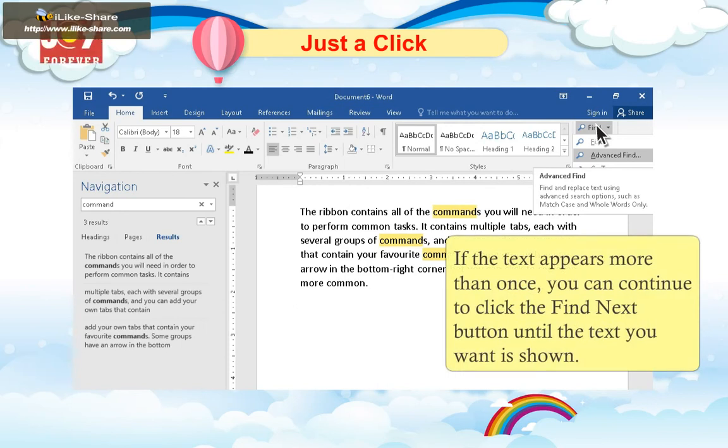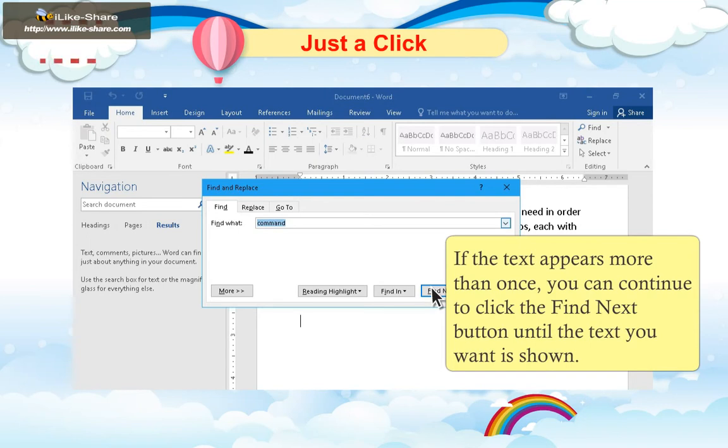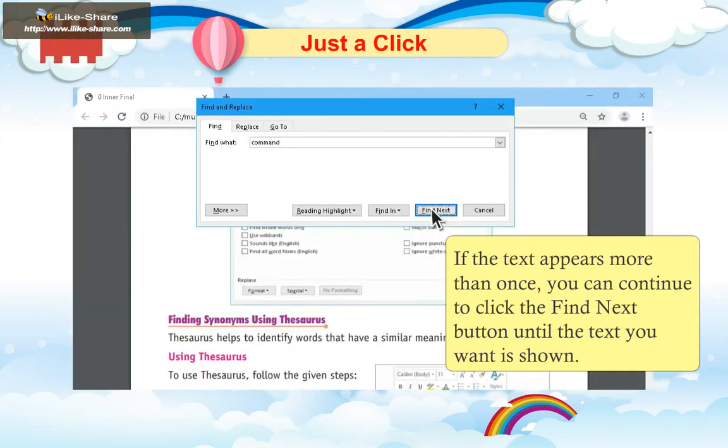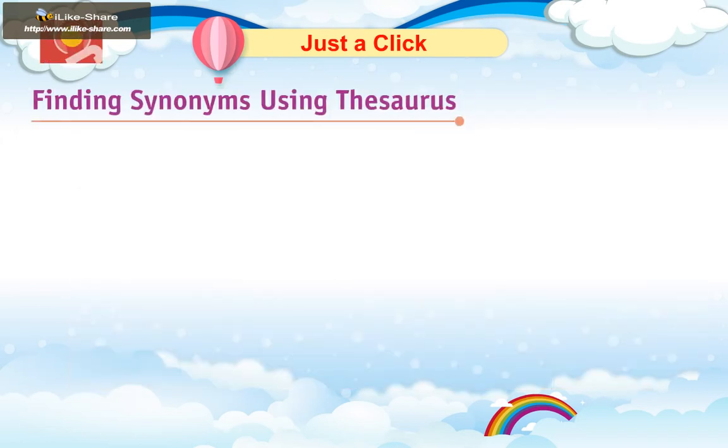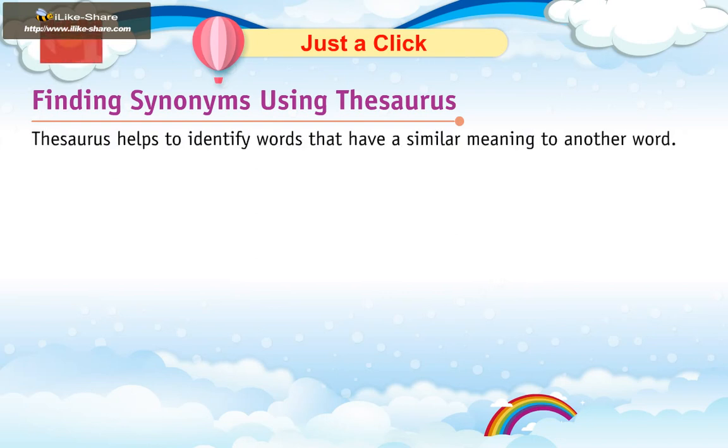If the text appears more than once, you can continue to click the Find Next button until the text you want is shown.